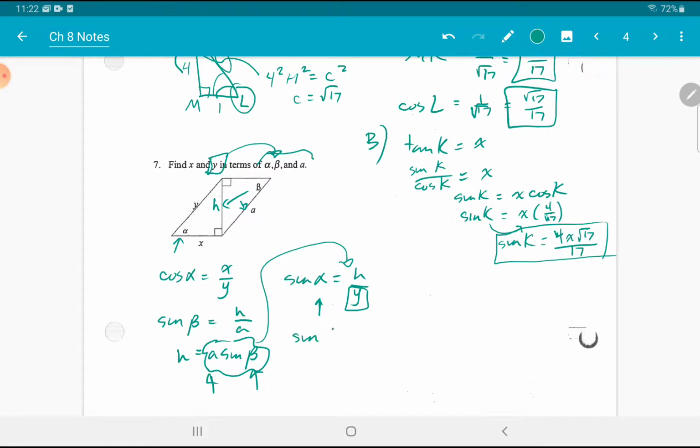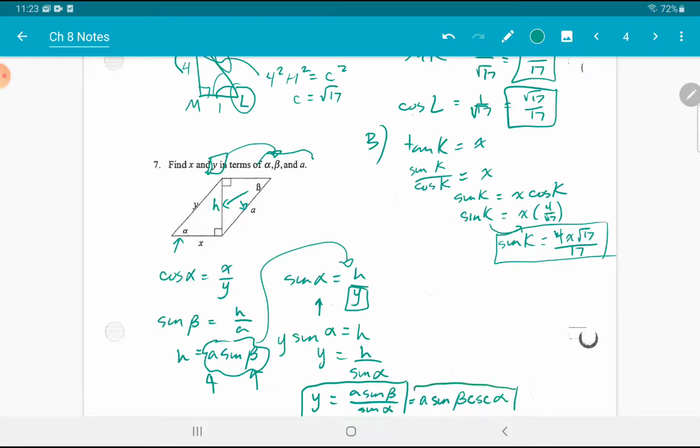So we'll say sine of alpha is equal to, let's bring the y over. So y sine alpha is equal to h, and therefore y is equal to h over sine alpha. What's h? H is just a sine beta, and that's going to be over sine of alpha. There we go. Okay, so you can leave your answer like that. If you want to be a little bit more clever, you can also say that this is the same as a sine beta, and since you have over sine alpha, remember that's really the same as a cosecant of alpha as well. So you can be a little bit more clever and say your answer has a cosecant in it as well. Okay.